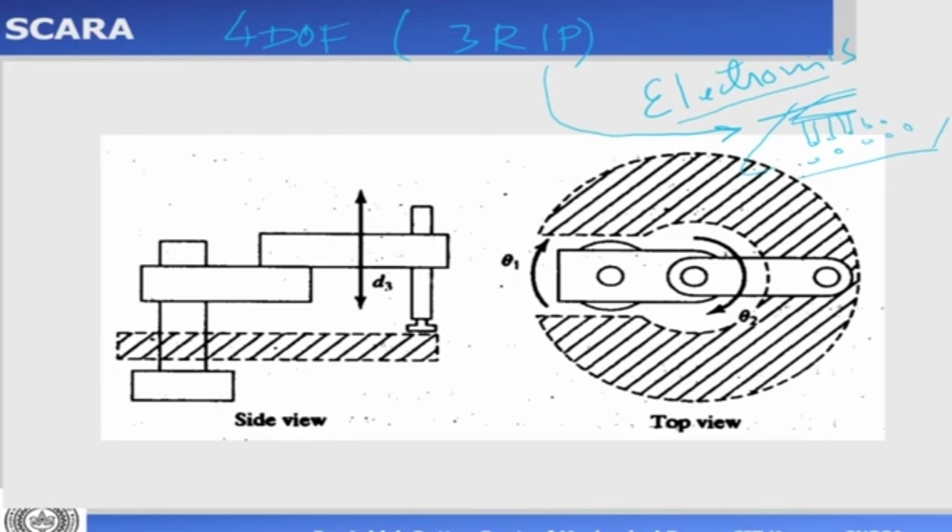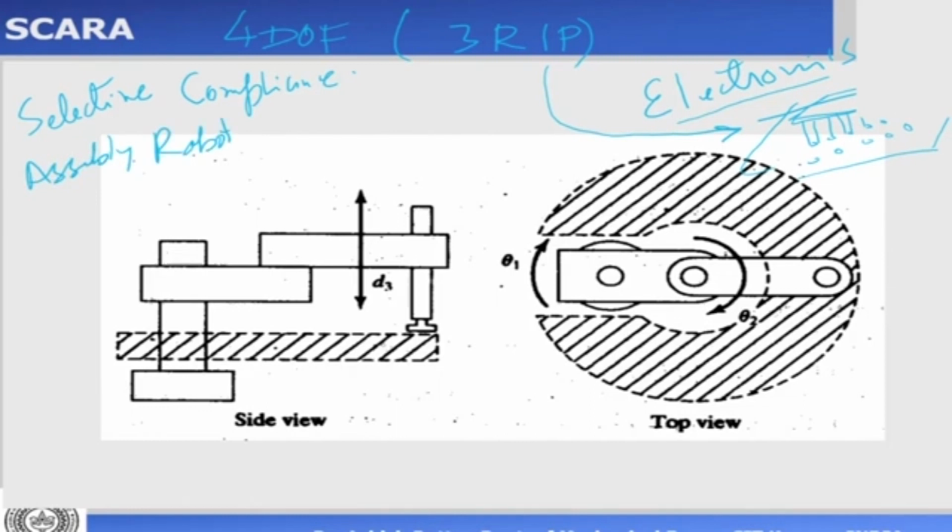As we go along, we'll also see that if you want a revolute joint robot to do straight line motion, it is very difficult. It can be done, but it's difficult, and that is why in electronic assembly, this SCARA robot is used, which stands for Selective Compliance Assembly Robot Arm.